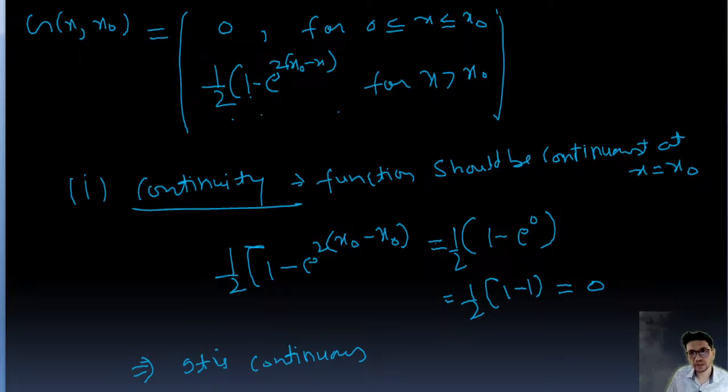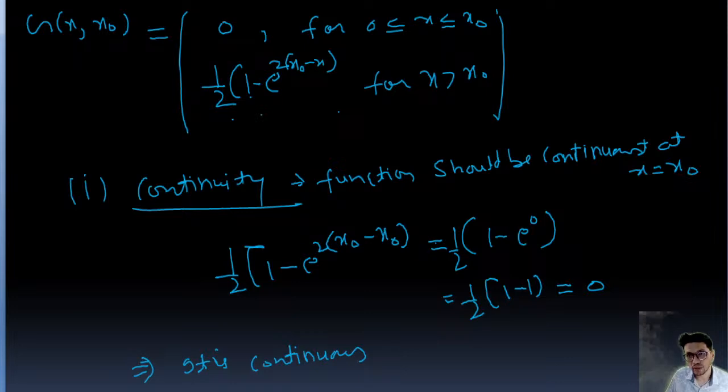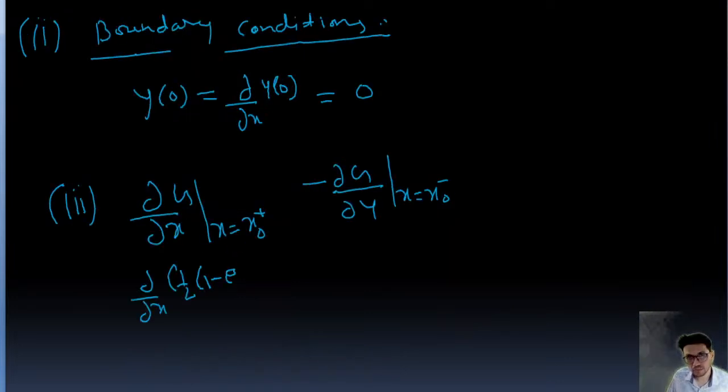So this value is 0, and this 1 by 2, so del g over del x at x equal to x naught plus, the greater value, is 1 by 2 into (1 minus e to the power 2 times (x naught minus x)). Now at x equal to x naught minus, the lesser value, this is 0, so we'll directly write 0.